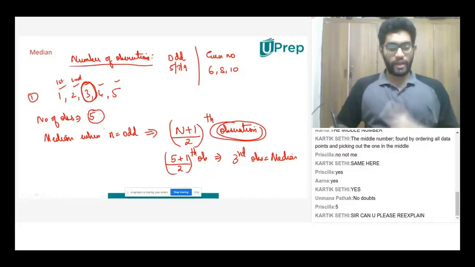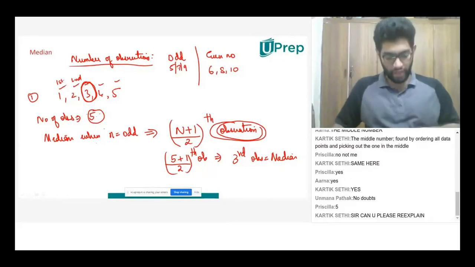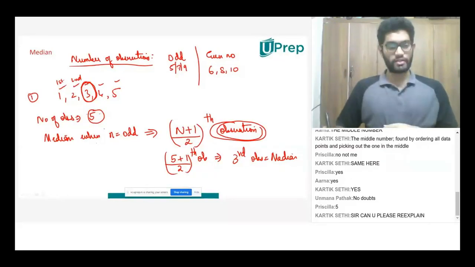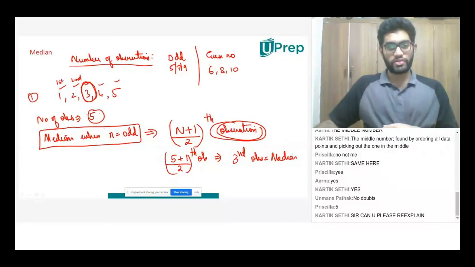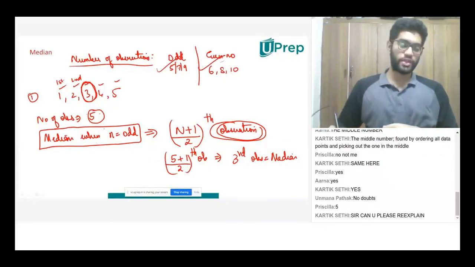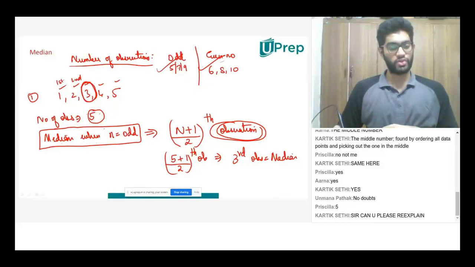I'm repeating once again, guys, listen. If you have doubts after this, then we'll discuss. For the median, we have two cases. We have to find the median when the number of observations is either odd or even. The first case is when the number of observations is odd. When they are odd, what are you supposed to do? The (number of observations plus 1) by 2th observation.